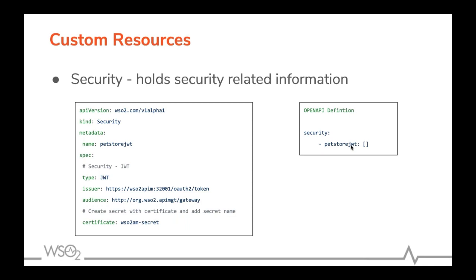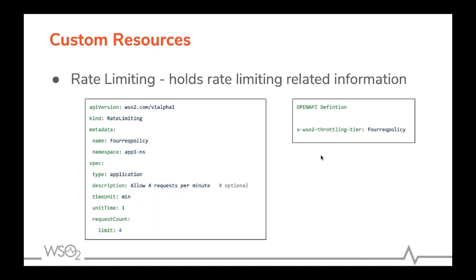In this API operator, you have the OAuth2 token security option and also basic auth. Similar to this, you can come up with the definition and then apply that security policy in the OpenAPI definition. Similar to the security, we have the rate limiting.